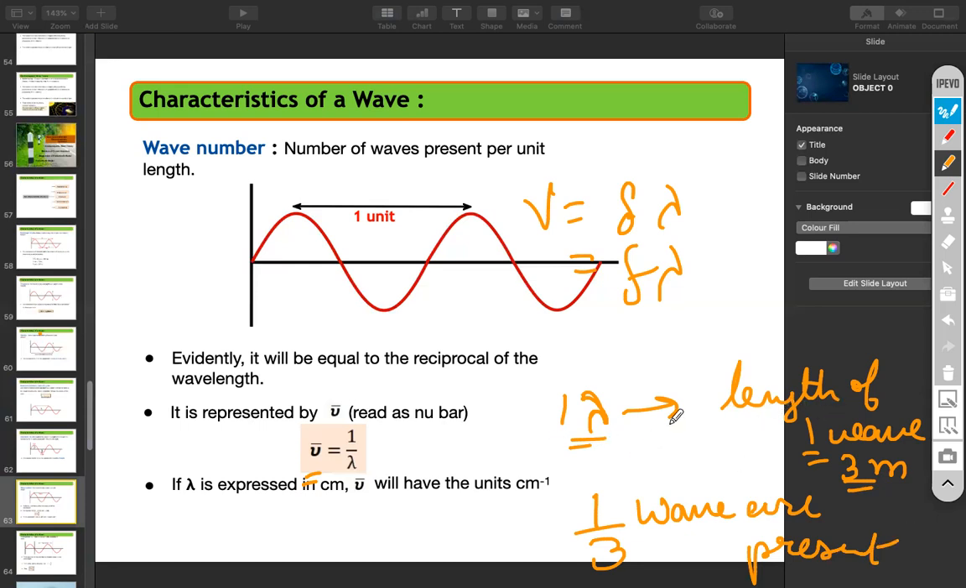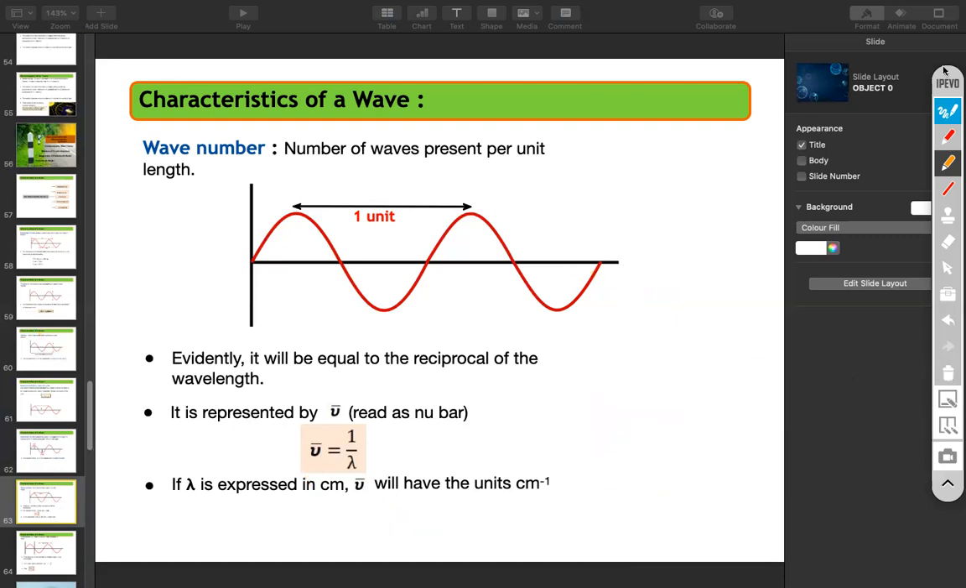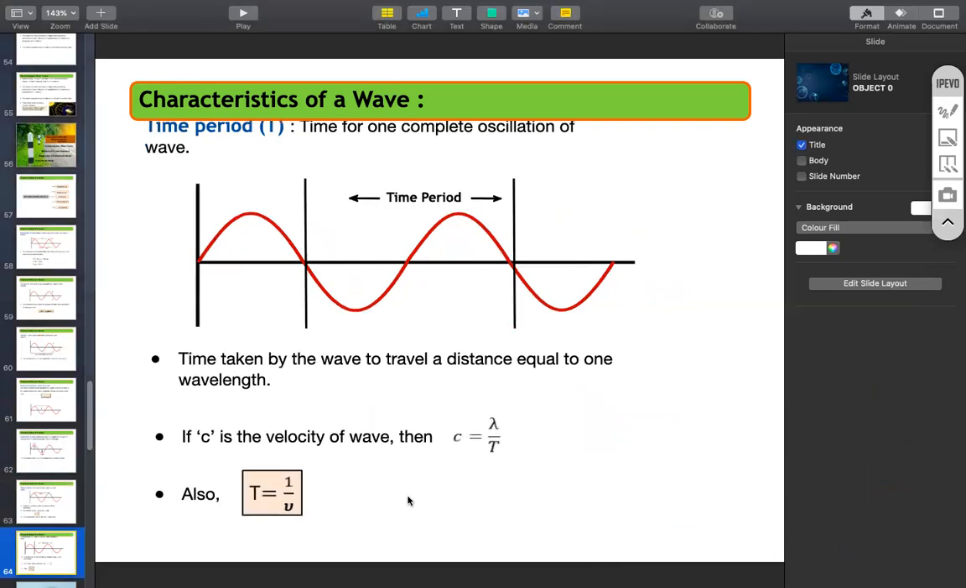In one wavelength, 3 meter are present. One wavelength is like 3 meter. I'm just giving a random example, okay? So 1 meter will have 1 by 3 waves. That's it. Got the simple unitary method? So I think you understood wave number. If lambda is expressed in centimeter, nu bar will have the unit of per centimeter. Got it? I am moving to the next thing.